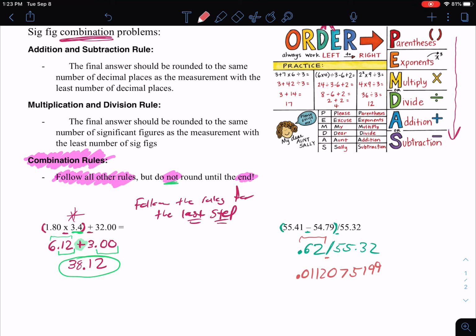Now, because our last operation here was division, the last step was division, we're going to follow the rules for multiplication and division, meaning we're going to round at the number of sig figs. Well, this has 2 sig figs. This has 4 sig figs. So our final answer can only have 2 sig figs in it.